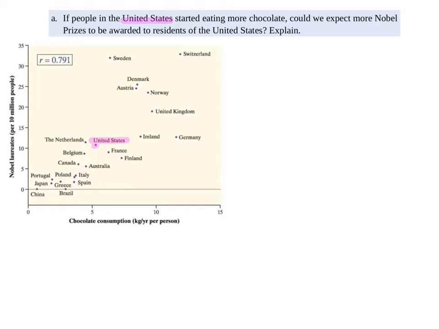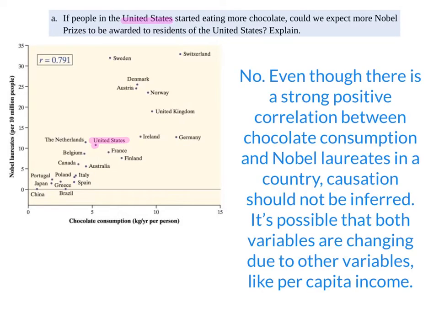So I don't think you need this graph to really answer this question. I don't think if more people started eating chocolate that we would have Nobel Prize winners, more of them in our country. I just don't think so. So let's figure out how to explain that using statistical language.